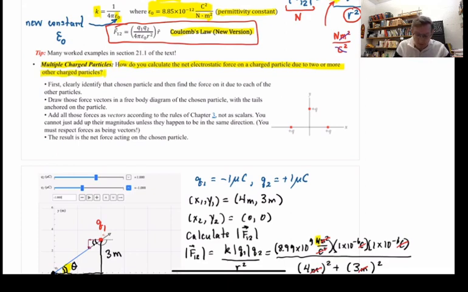Here's the procedure, very important. First, clearly identify that chosen particle and then find the force on it due to each of the other two. So let me look at this picture over here in the lower right corner. It shows three particles and an XY coordinate system. X-axis to the right, Y-axis upward, and I'm going to number the particles. Particle 1 is the one on the Y-axis, and it has a charge that I will just label Q1, but the picture shows, it may be hard to see, that it's positive. It's got a little plus sign by it.